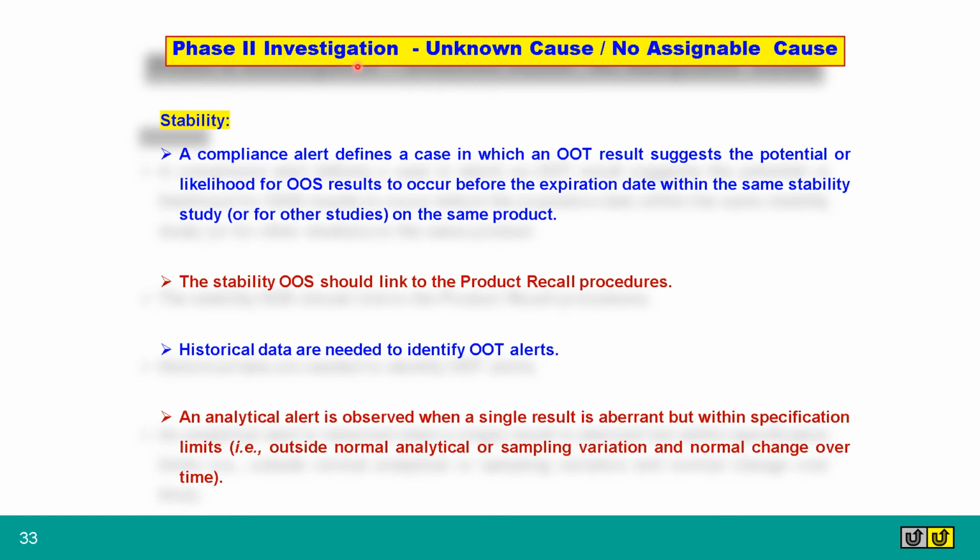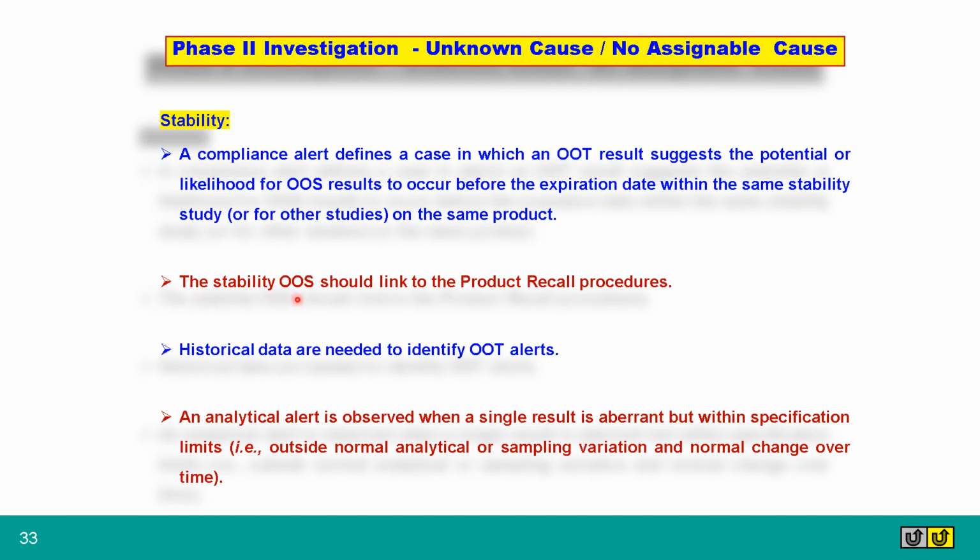Phase 2 investigation, unknown cause / no assignable cause. Stability. A compliance alert defines a case in which an OOT result suggests the potential or likelihood for OOS results to occur before the expiration date, within the same stability study, or for other studies, on the same product.